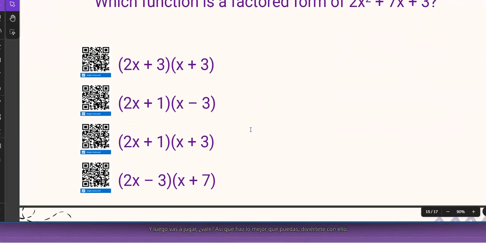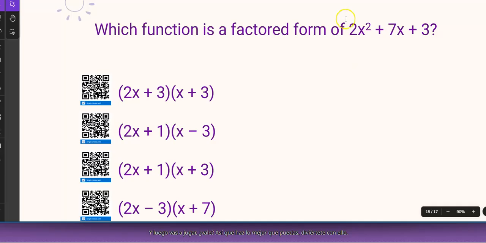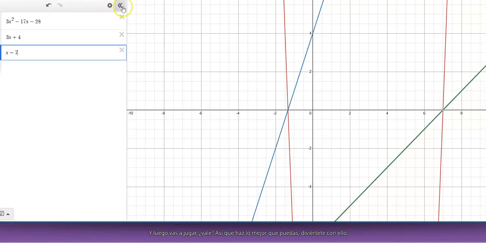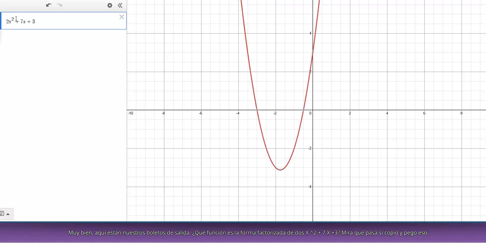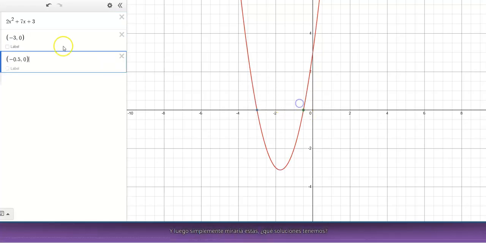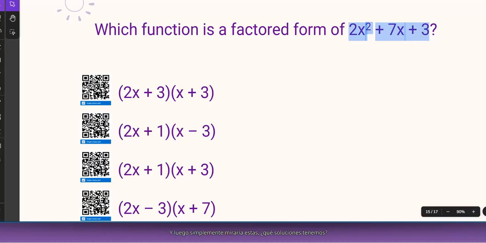All right, here are our exit tickets. Which function is the factored form of 2x squared plus 7x plus 3? See what happens if I copy and paste that. I just need to change that to a squared. And then I would just look at what solutions we have and look at our options. So we have a -3. Where do we have a -3? X minus 3. It's probably this one.